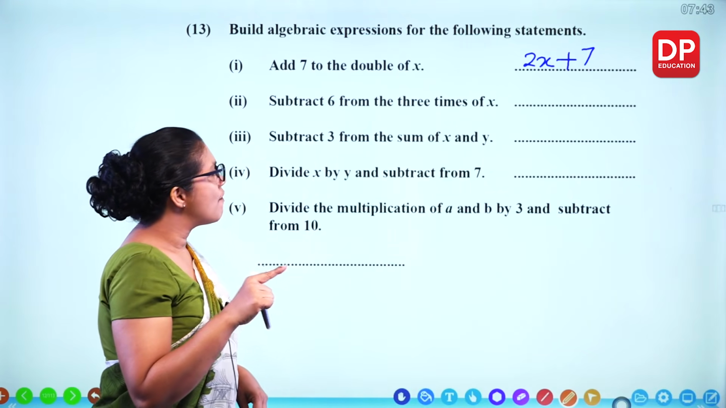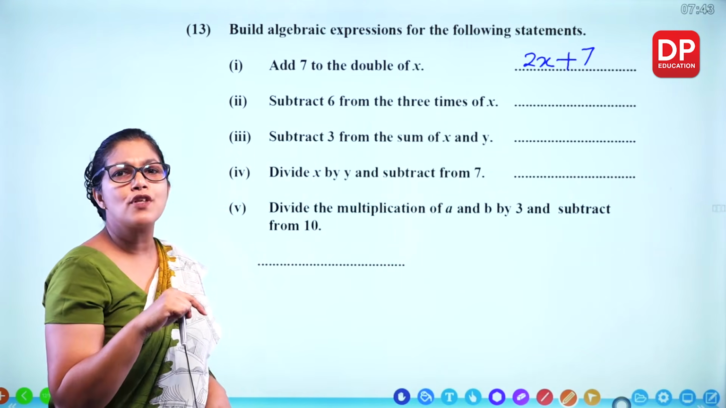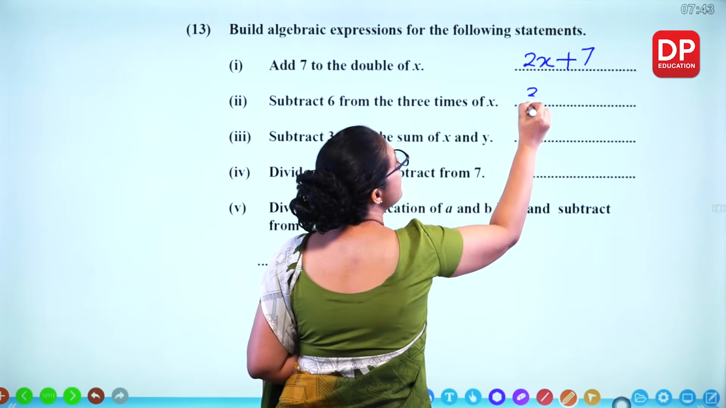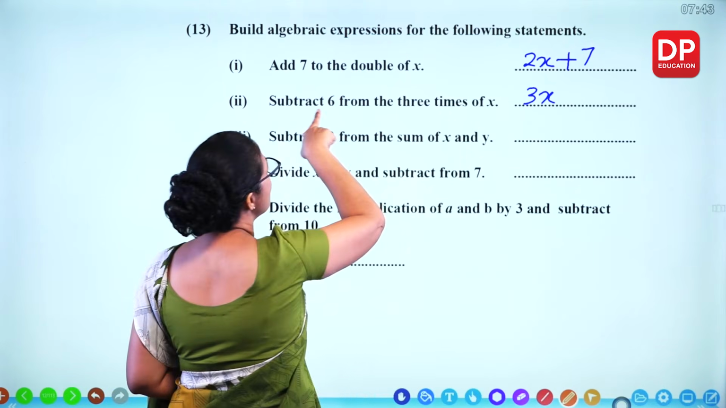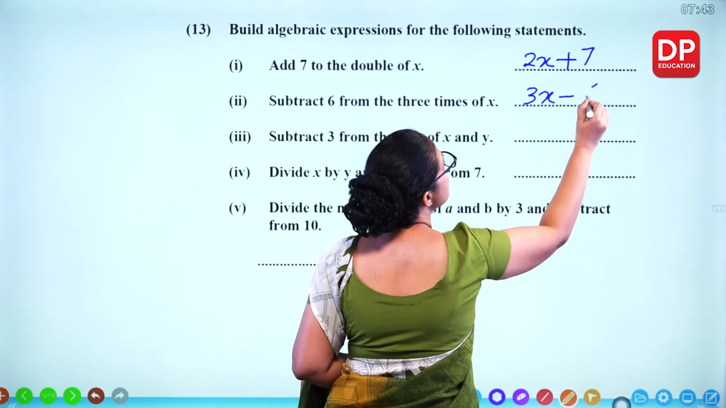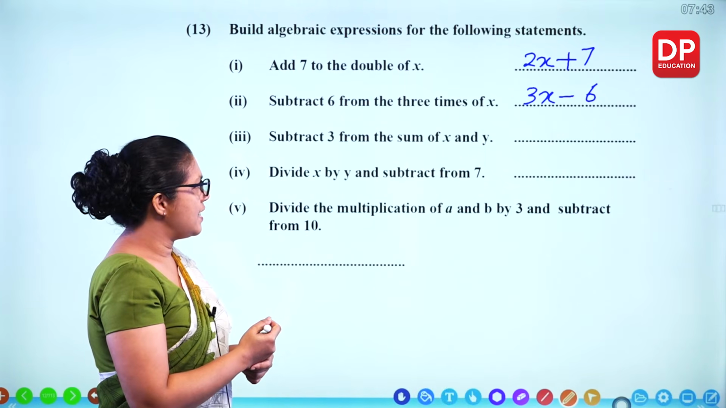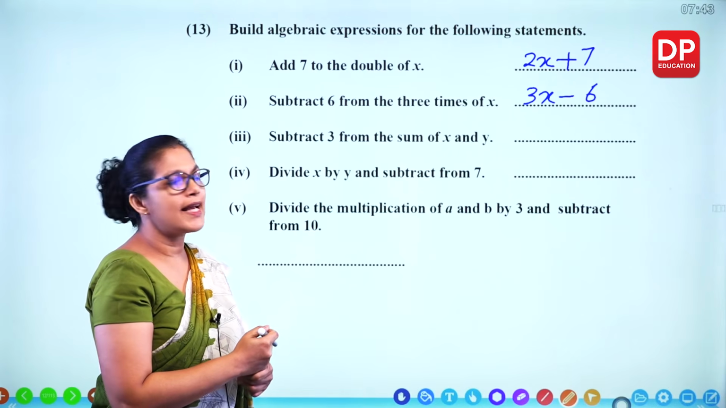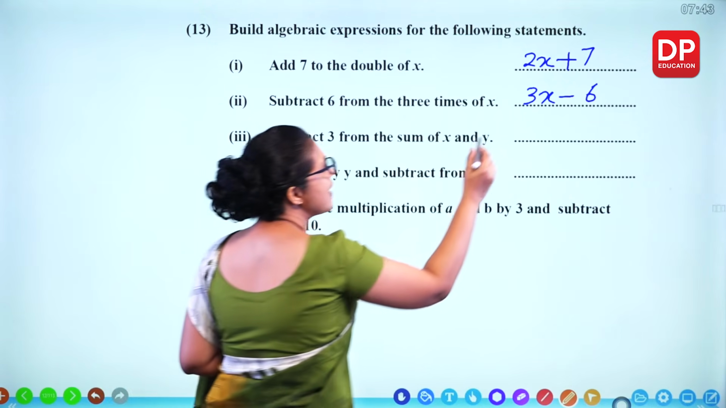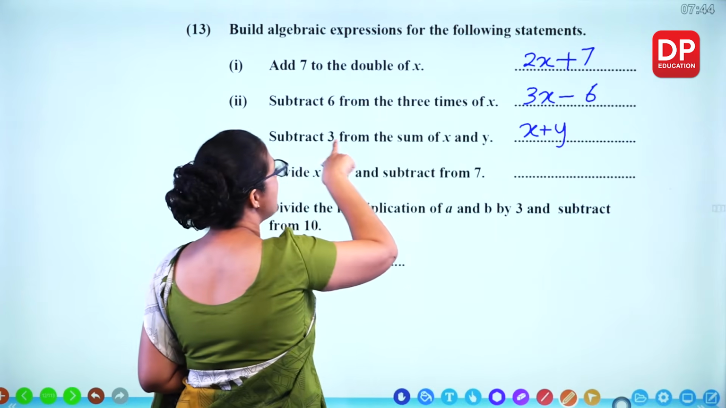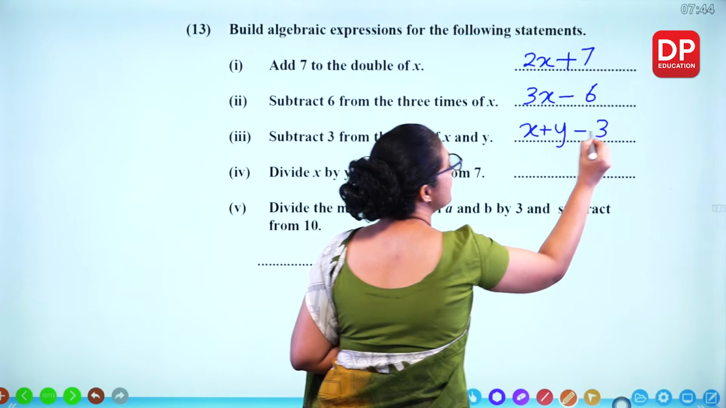Subtract 6 from the 3 times of x. What is 3 times? 3x. 3x and you have to subtract 6. Subtract 3 from the sum of x and y. Sum of x and y means the addition, x plus y. And subtract 3.